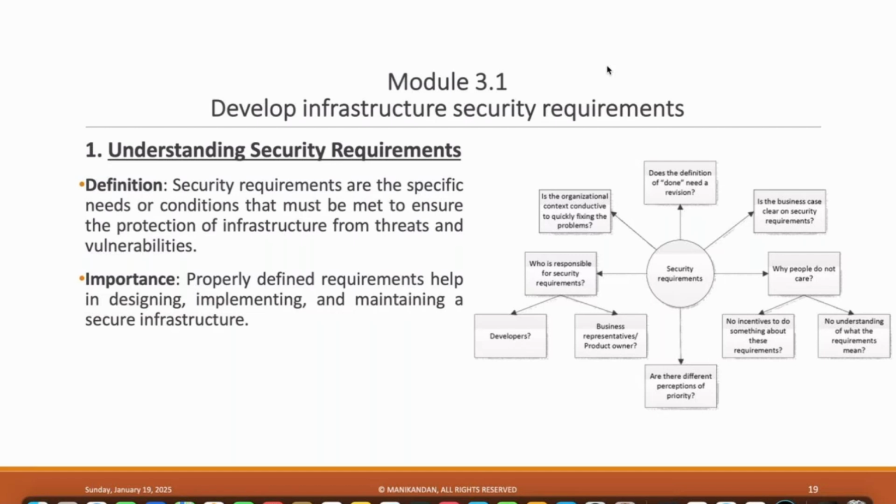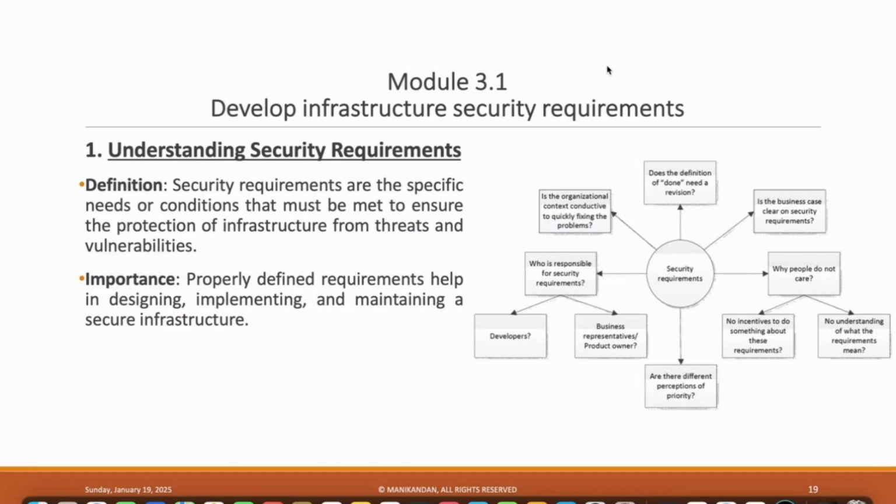You need to know what a DLP is, what a DRM is, what database activity monitoring is. So the first step as a good security architect is what? You need to understand the security requirement. What is the need and condition which must be met to ensure the protection?